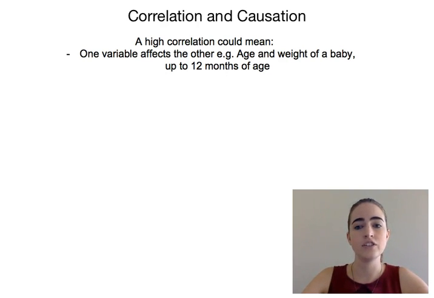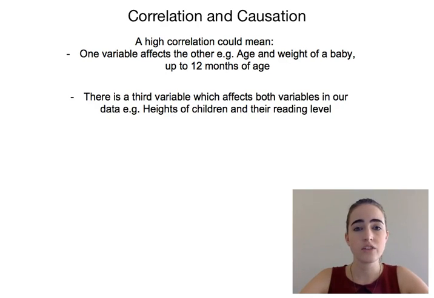The age and weight of a baby up to 12 months of age is one example of that. As they get older, their weight increases as well. So there is some sort of relationship there. So there could be causation. The second thing that could be going on if there's a high correlation is that there might be a third variable which affects both of the variables that we're looking at.